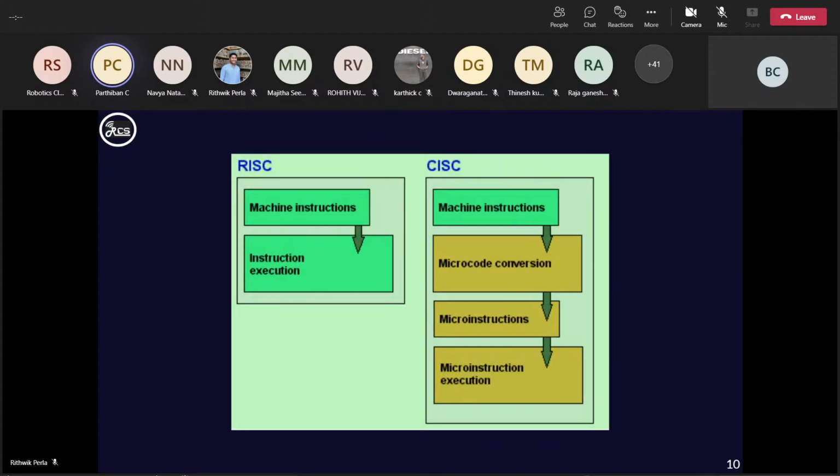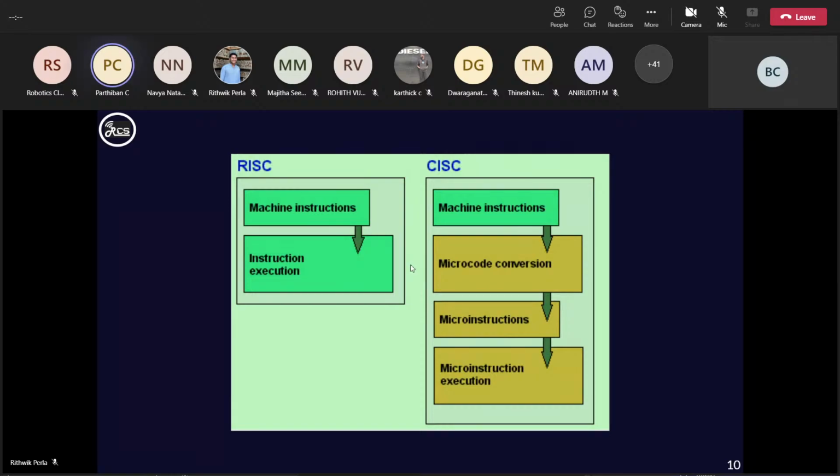Next slide, please. As I said before, RISC, reduced instruction set architecture. How many cycles does it have? I said in the previous slide, how many cycles does RISC architecture have? One. Yeah, exactly. That's there in the image itself.